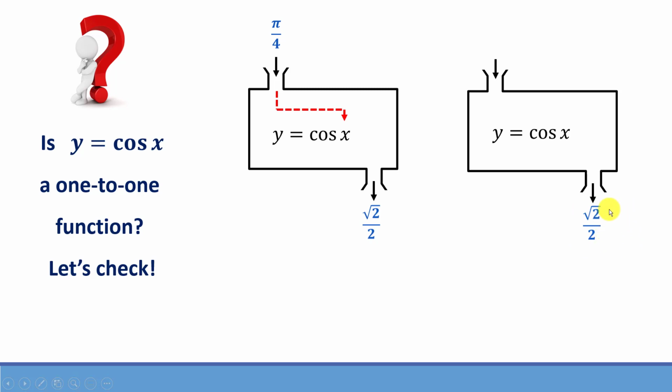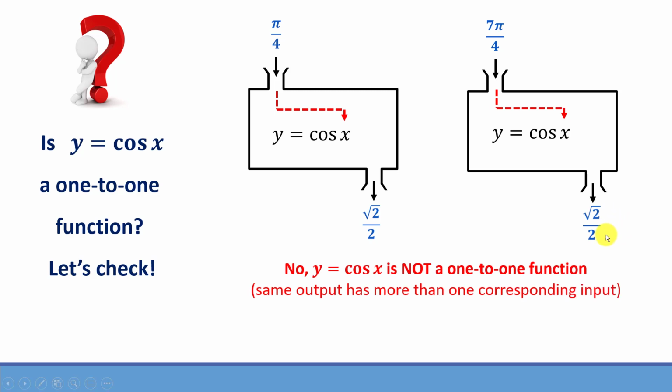Okay, but can we think about other inputs that produce the same output, radical 2 over 2? Yes, we can. For example, 7 pi over 4. Cosine of 7 pi over 4 is also radical 2 over 2. And in fact, there are infinitely many other angles that terminate at the same place as pi over 4 and 7 pi over 4 that have exactly the same cosine value, radical 2 over 2. So, is the cosine function a one-to-one function? No, it's not. We just saw that the same output has more than one corresponding input, and we can come up with other examples like that.